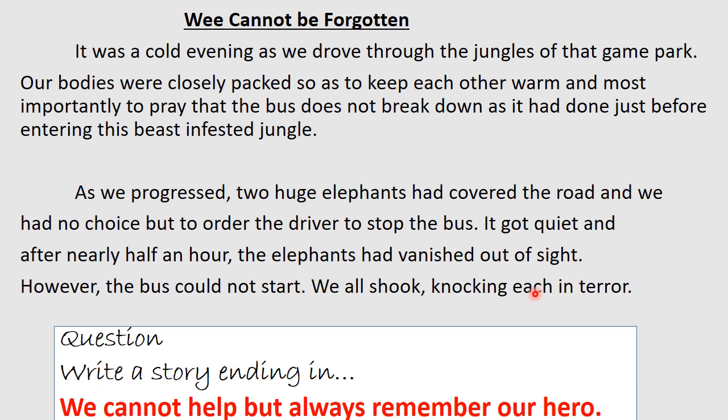However, actually, this is not a paragraph. It's a continuation of the same paragraph. However, the bus could not start. We all shook, knocking each other in terror. Okay? In the middle of this jungle, the bus is failing to start. And the elephants were there, but they have disappeared.